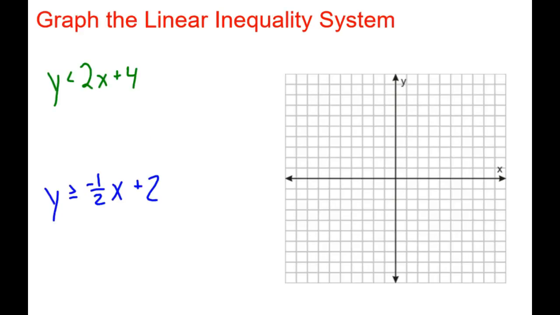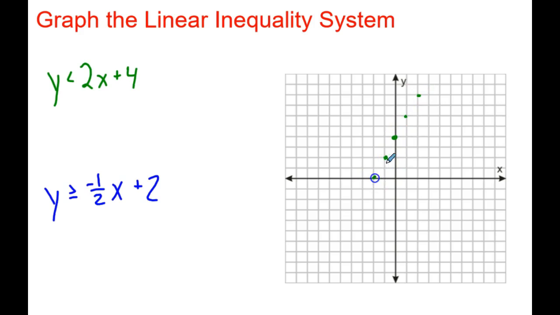In this first example, we want to graph the linear inequality system. So we have y is less than 2x plus 4, y is greater than or equal to negative 1/2 x plus 2. We're going to graph both these inequalities, find where those solutions overlap. So first I'm going to graph y is less than 2x plus 4, plot the y-intercept, which is 4, slope is 2, construct some points.